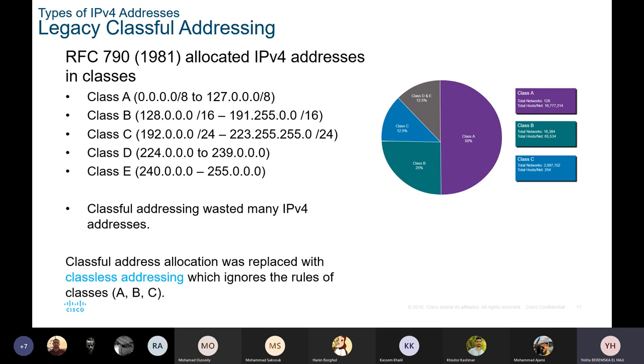And the final class E continues from 240 to 255 in the first octet. The numbers that are part of this range are used for testing, or for some scientific or lab measurements. Today we barely use these classes, and they are specifically used for some processes in the routing table and some of the protocols. But today we use more flexible addressing, and we are going to see this in the next slides.